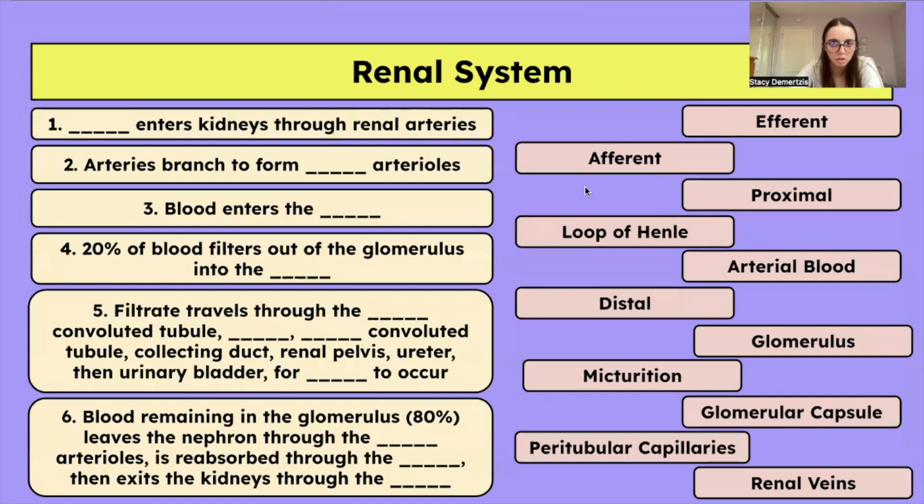So this is very similar to the other stuff we've been talking about. We're going to go over pathways and see if we can match. This is a word bank on the right. Again, no order. It's just the words that we're going to use to fill in the blank. So let's start with number 1. Something is going to enter the kidneys through renal arteries.